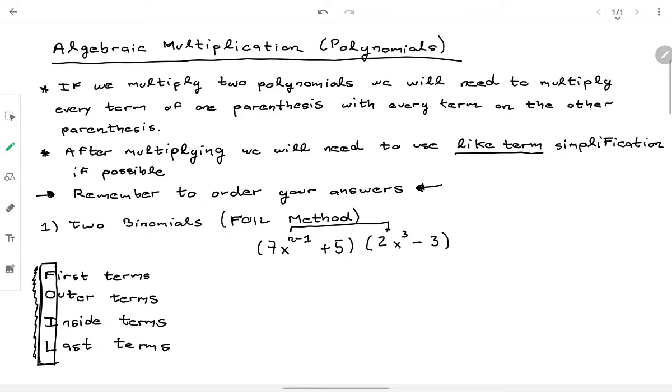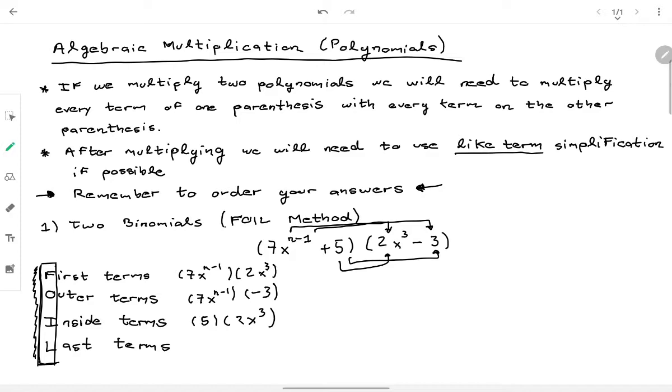First terms, that will be 7x to the n minus 1 multiplied by 2x cubed. Then it will be outer terms, so it will be 7x to the n minus 1 multiplied by minus 3. Then it will be inner terms or inside terms, that will be 5 multiplied by 2x cubed. And finally, last terms, that will be 5 multiplied by minus 3.